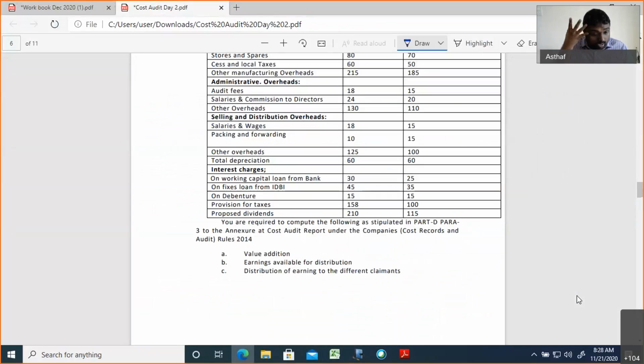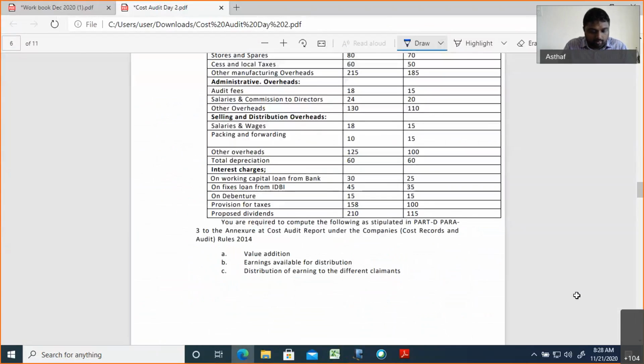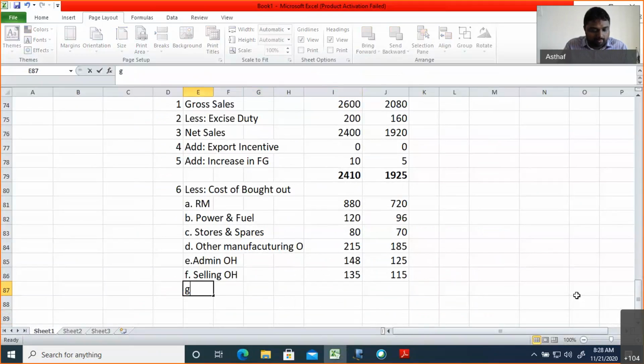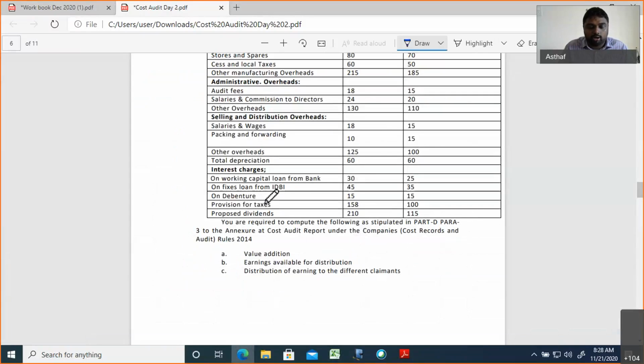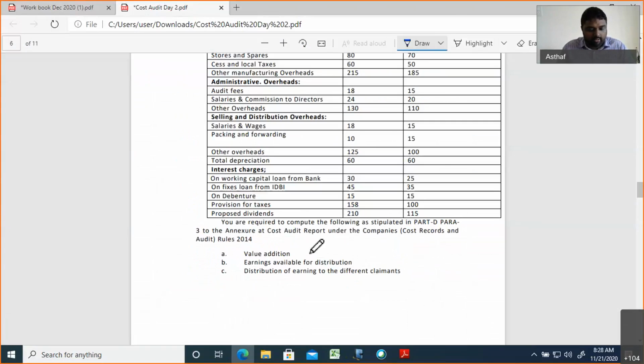So here will come what? 15 and 100. Here there is a small item. That item will come. That is interest on working capital, because working capital is for day-to-day expenses. Working capital is for this cost of borrowed purpose, we will come. Long-term loan and all will not come, but work in progress will come. That is the last item. What is the work in progress loan? 30 and 25. That's all the items.